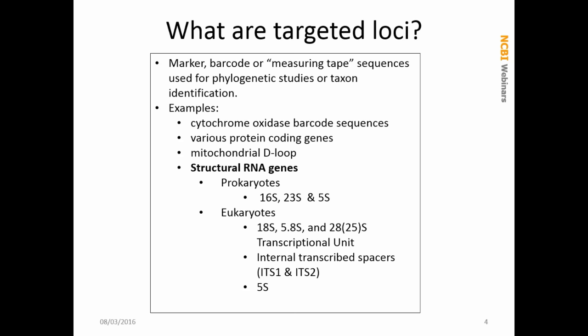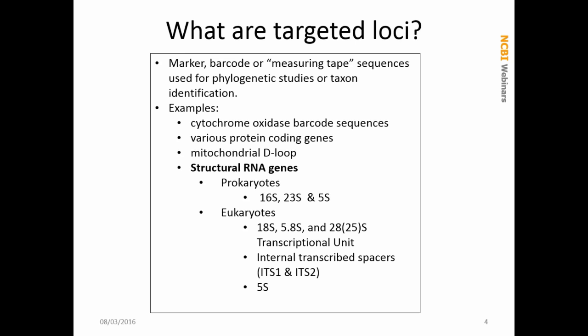So a targeted locus is some kind of a marker sequence, a barcode sequence. These are used typically for phylogenetic studies or simply to identify the particular taxon or organism that you're working with. Simple examples are things that most people are familiar with, cytochrome oxidase barcode sequences. There are various protein coding genes that are routinely used for phylogenetic analysis, and they have different degrees of conservation, so they're used for different phylogenetic distances. Mitochondrial D-loop sequences, and then, of course, the main topic for today are the structural RNA genes.